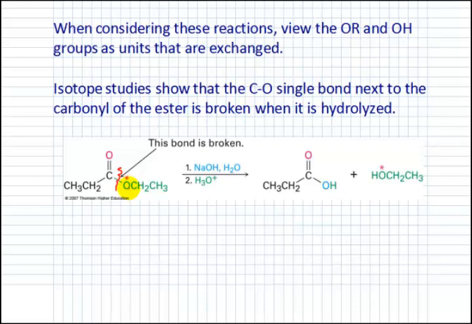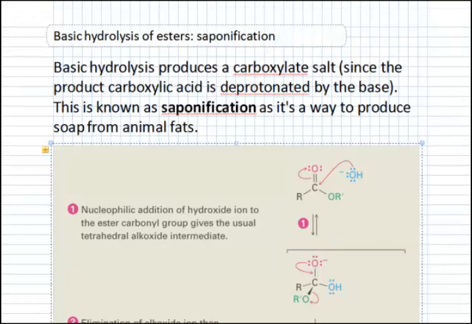So if we used an isotopically labeled oxygen in the ester, if we had the OCH2CH3 oxygen be a radioactive O isotope, we would see that same radioactive O in the alcohol product. That O is not retained in the carboxylic acid. So that's why I said to view OR and OH as two groups that are swapped in ester hydrolysis. Let's look at the mechanisms of this.